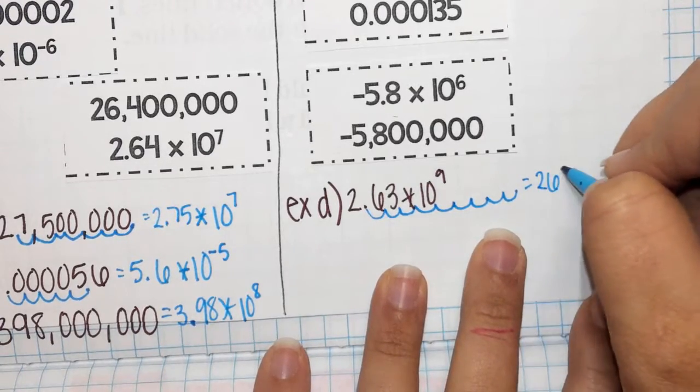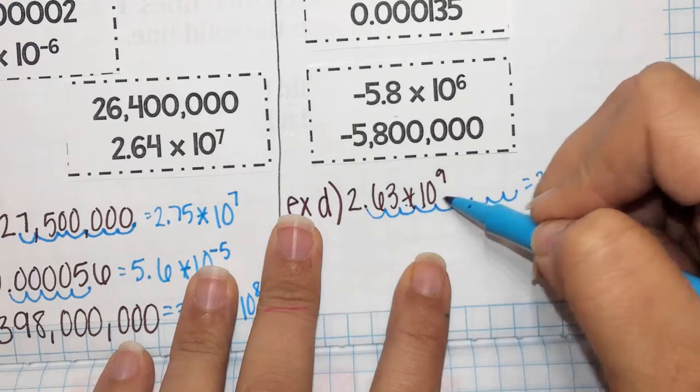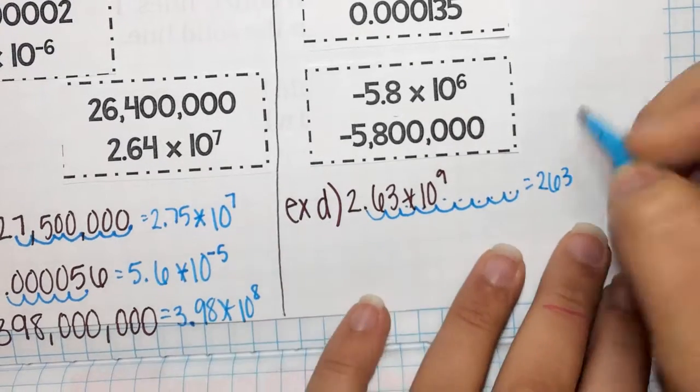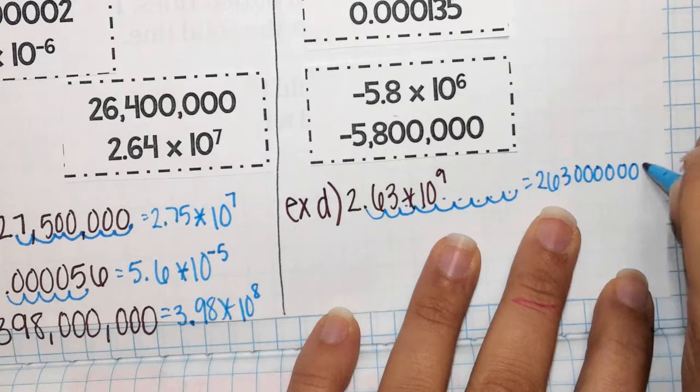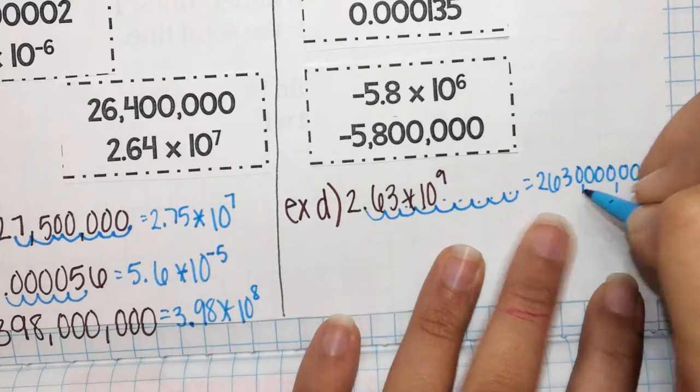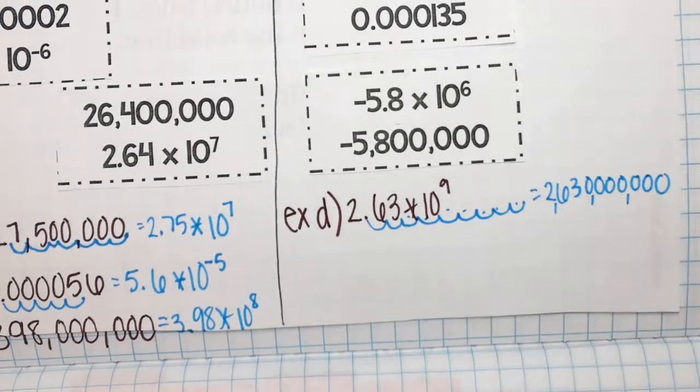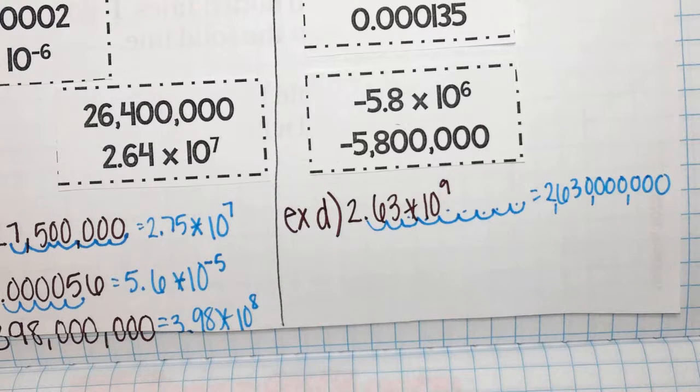So it's going to be 263, and then 1, 2, 3, 4, 5, 6, 7 zeros. How would you put your commas? After every 3. So start from the right and put commas after every 3. Does anybody have any questions on how I did that?